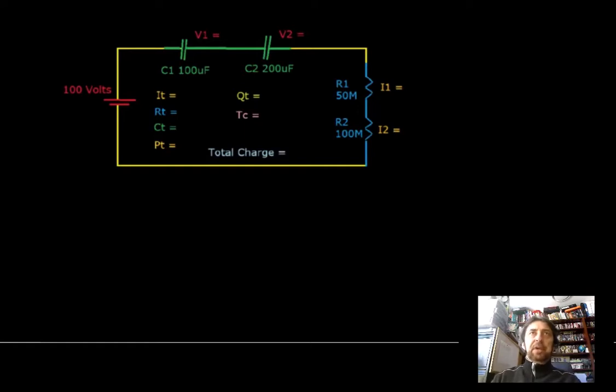For example, the total current, the total wattage, the total charge, and what they call the time constant or tau value. And then from that we're going to work out the total charge of the entire circuit, how long it takes to charge and also to discharge this circuit.